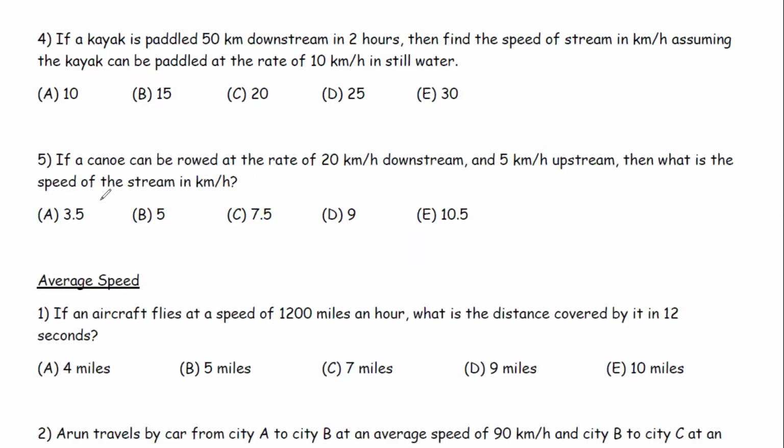Okay. And finally, the fifth question: if a canoe can be rowed at the rate of 20 kilometers per hour downstream, X is the canoe speed. A canoe is another boat-like structure. So X plus Y is 20, and 5 kilometers per hour upstream, so X minus Y is 5. Then what is the speed of the stream in kilometers per hour? So Y is what we need to find out.